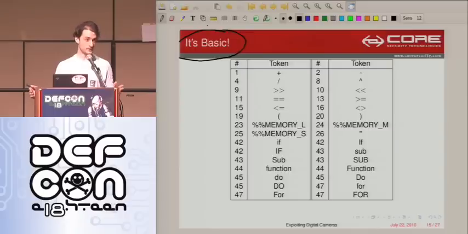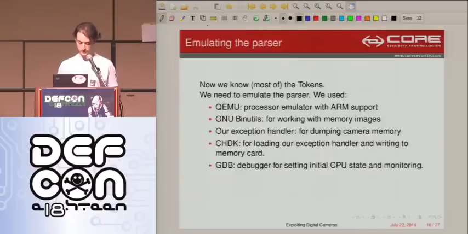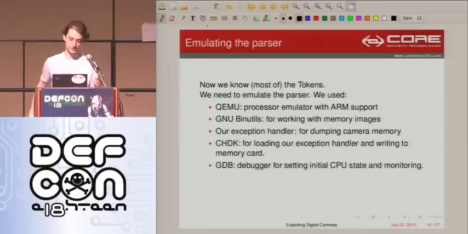Now we know that every camera has a BASIC interpreter inside, but we don't have the grammatical structure. There can be millions of variations of BASIC, so for that we should build an emulator. Now Oren will talk.